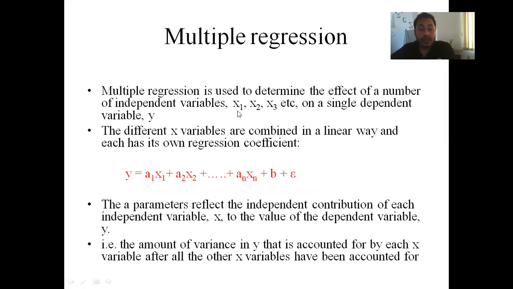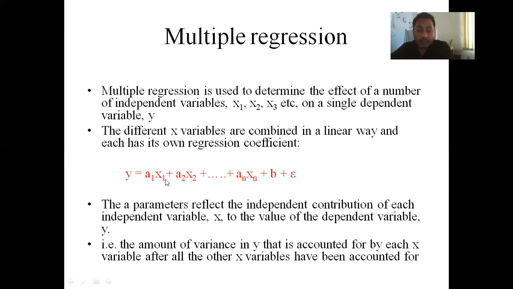Multiple linear regression is used to determine the effect of a number of independent variables on a single dependent variable. If you take more than one, that is, multiple independent variables on a single dependent variable, then our regression is called multiple linear regression. The different x variables are combined in a linear way, and each has its own regression coefficients.